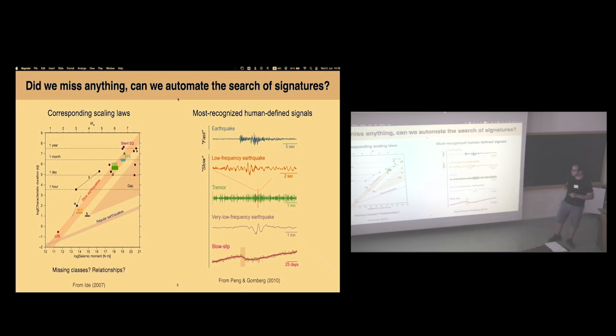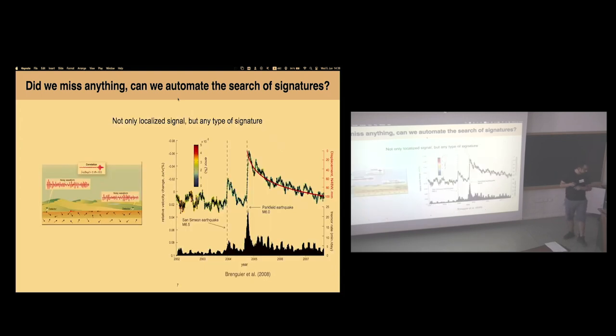So we want to see if we missed something in our data, or whether we can automate the process of detecting these events in our data. And it's not only about localized signals or events, we can also look for other signatures. So basically, there was a talk by Laurent and also Marin where they showed this figure. We have a noise waveform, and we can use this noise waveform to monitor the subsurface material.